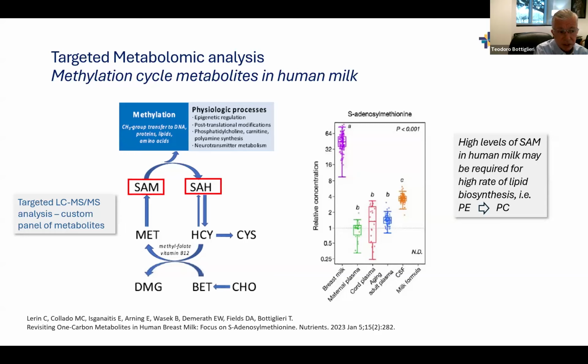We used a targeted customized LCMS assay for this panel of metabolites, and what we found is that this metabolite, which is very important in terms of methylation, is over 40 times higher than in maternal plasma, cord plasma or other biological fluids, and it's absent totally from human milk formula. So this is perhaps a kind of deficiency, but these high levels of S-adenosyl-methionine in human milk may be required for the high rate of lipid biosynthesis, particularly from phosphatidylethanolamine to phosphatidylcholine, and could influence other lipids in the milk as well.